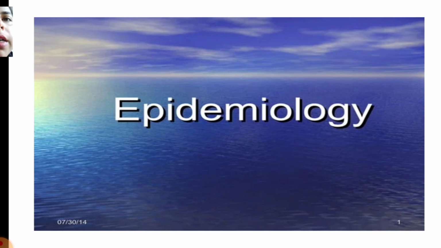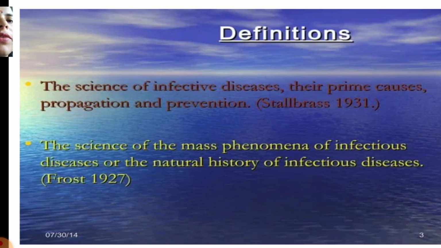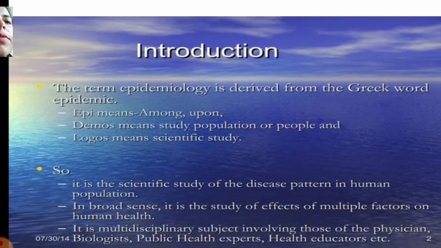In today's class, I discuss epidemiology. First is the definition: the science of infective disease, their prime causes, propagation and prevention. The science of the mass phenomena of infectious disease, or the natural history of infectious disease.